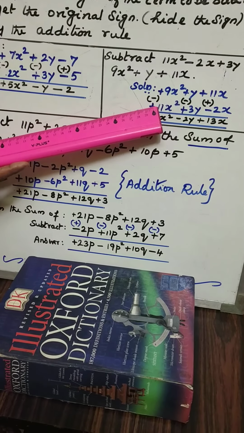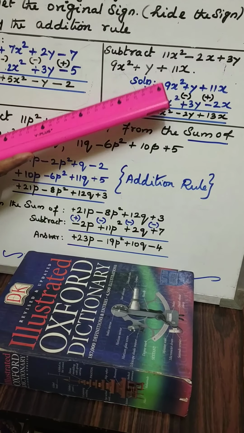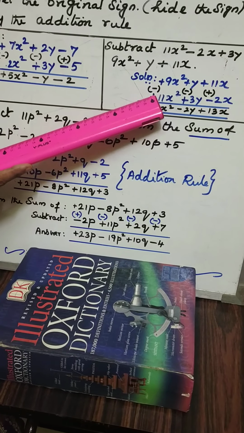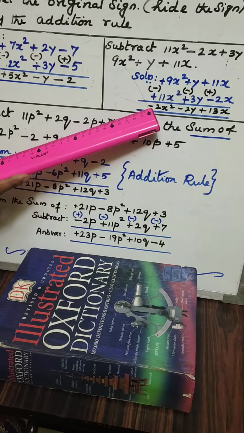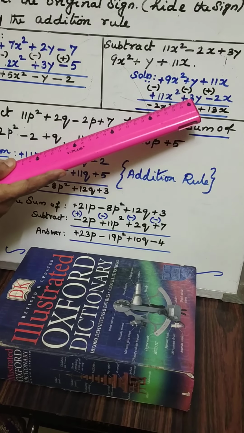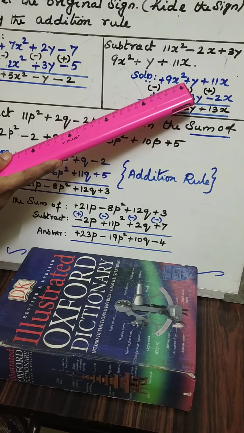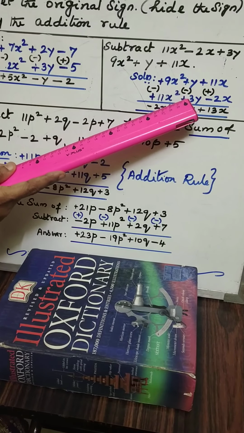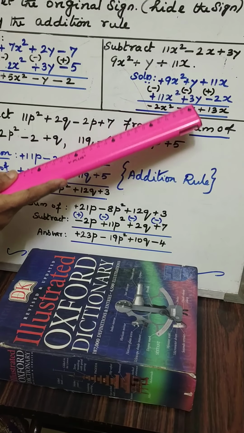1 plus and 1 minus is there. You have to subtract the smaller number from the bigger number. 11 minus 9, 2. The bigger number's sign is minus, so minus 2x. Now look at here. Here also you have to subtract, 1 plus and 1 minus is there. 3y minus 1y, 3 minus 1 is 2.